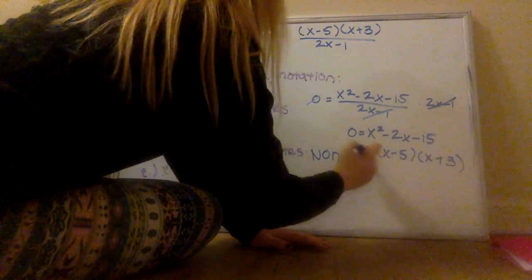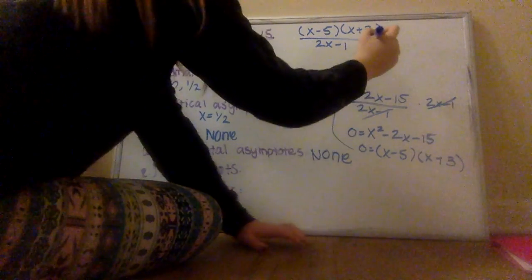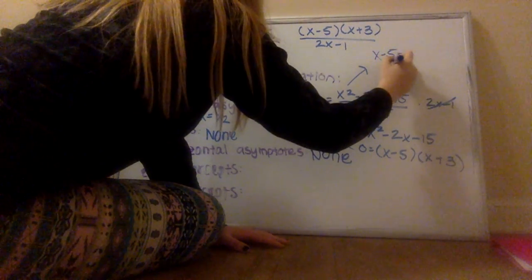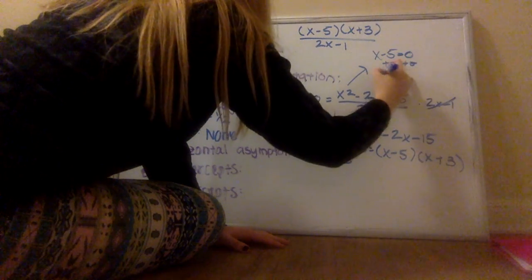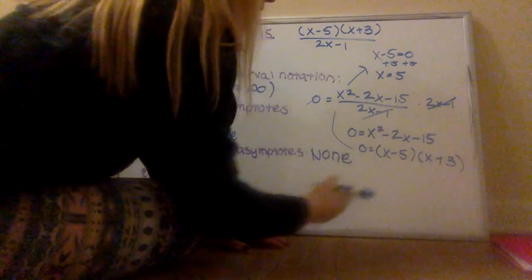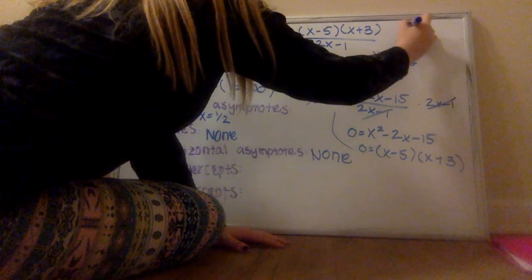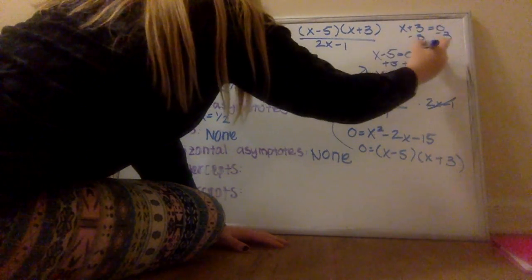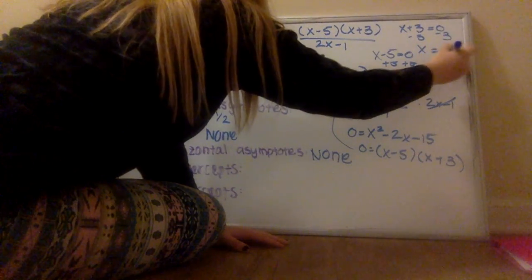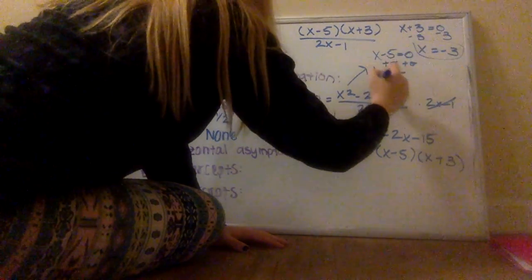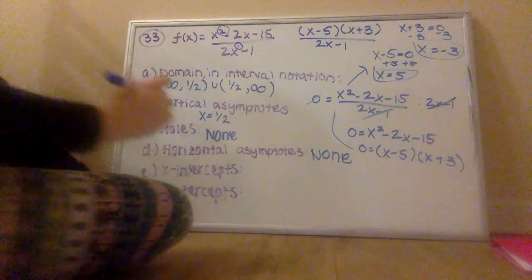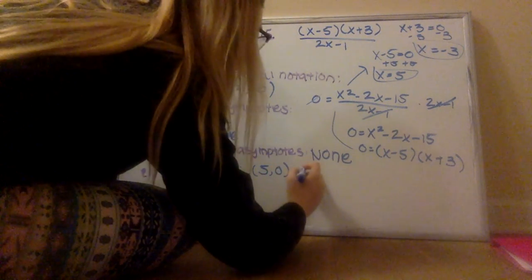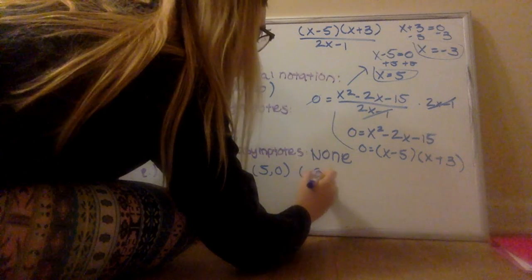So then we have x minus 5 is equal to 0. Add 5 to both sides. So we have x is equal to 5. And then the same thing for x plus 3. Set it equal to 0, subtract 3, subtract 3. So we have x equal to negative 3. And these are our two x-intercepts. So we have one at (5, 0) and (negative 3, 0).